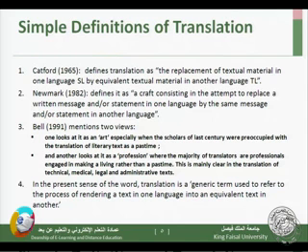Now Newmark, Peter Newmark, defines translation as a craft. Imagine, as a craft, consisting in the attempt to replace a written message and or statement in one language by the same message and or statement in another language. It is more or less the same as the top one. But if you have a message or if you have a statement in English, you need to replace it with the message and the statement in Arabic. And the same, if you have a message or a statement in Arabic and you want to translate it from Arabic into English, you need to replace this message or this statement into English.